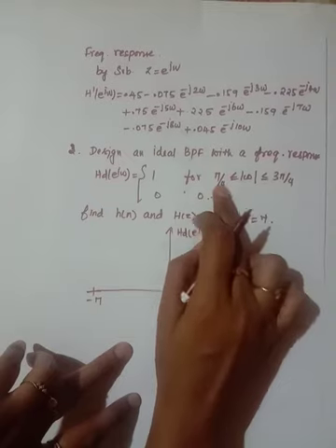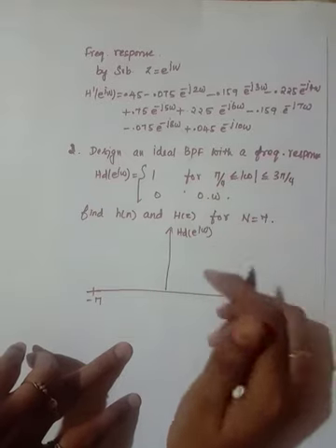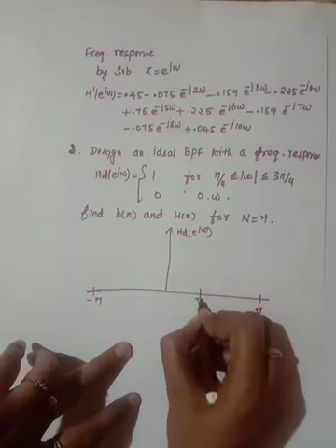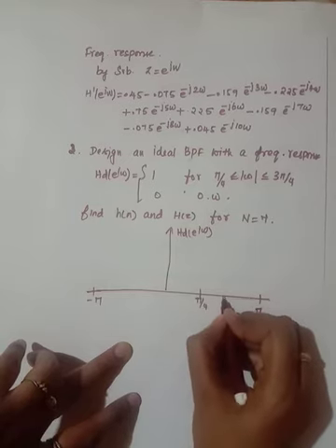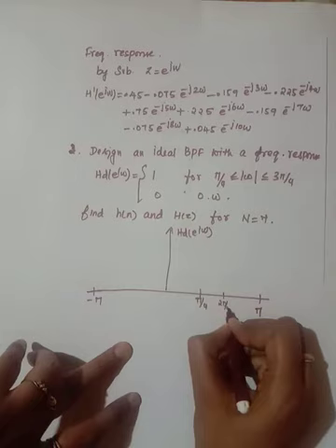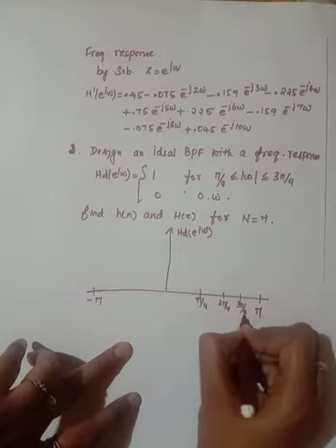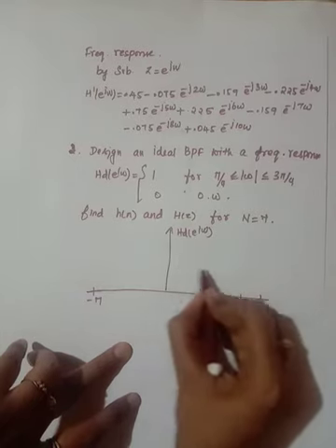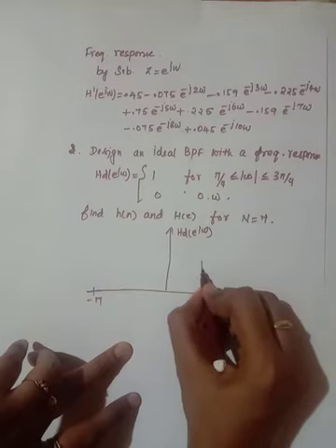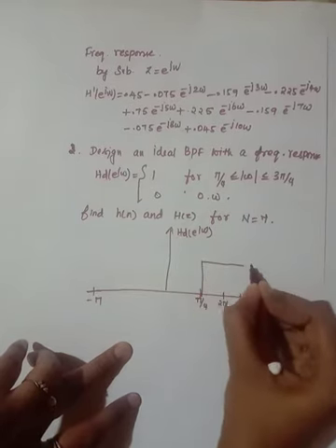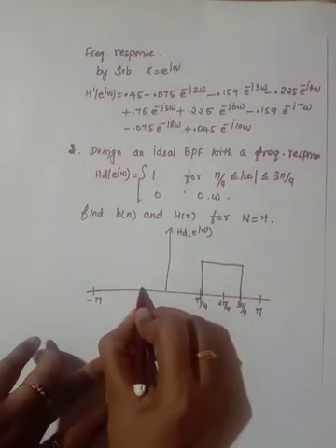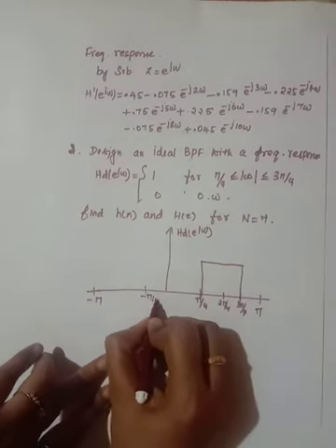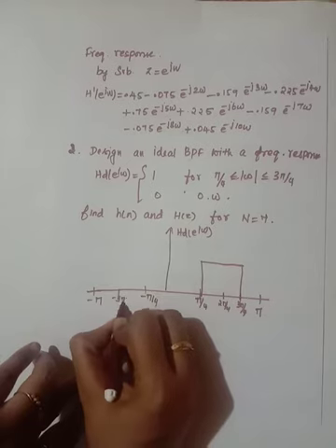Now see here, you are having two cutoff frequencies. One is pi by 4, another one is 3 pi by 4. So the bandpass filter is here, pi by 4 to 3 pi by 4. The value is 1 because mod omega is given here. I am writing this same in the negative side also.